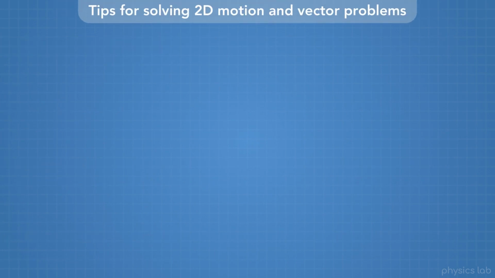Now let's cover some tips for solving these types of problems. Tip number 1, always draw a picture. You should always draw a picture at the start of a physics problem, but it's especially helpful and sometimes necessary for 2D motion and vectors.